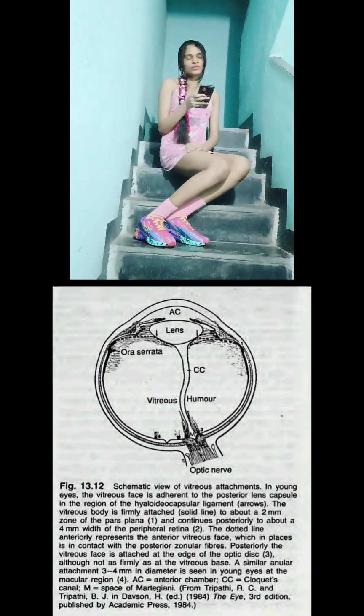So it's showing the vitreous attachment 2 mm anterior and 2 to 4 mm posterior to the ora serrata, and strong attachment to the vitreous base. It is strongly attached to the internal limiting membrane at the vitreous base, anterior to the optic disc, then the macular area, and overlying the retinal vessels.